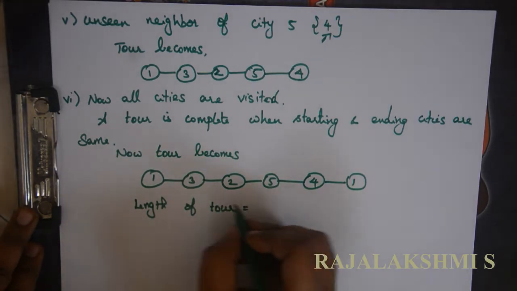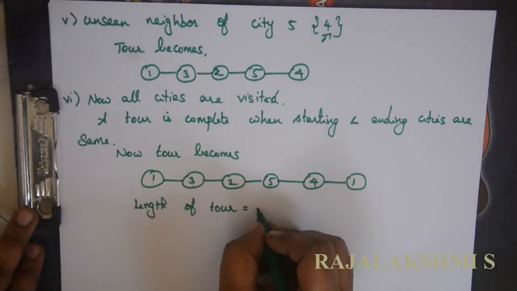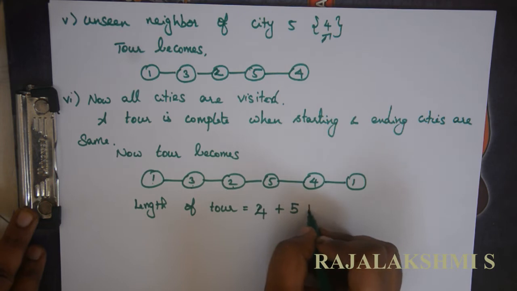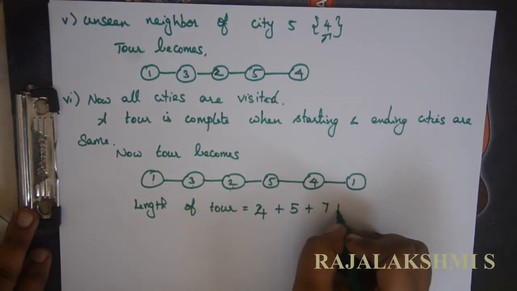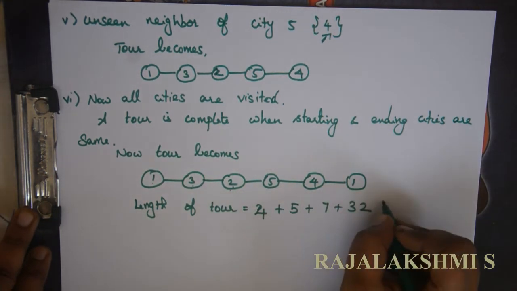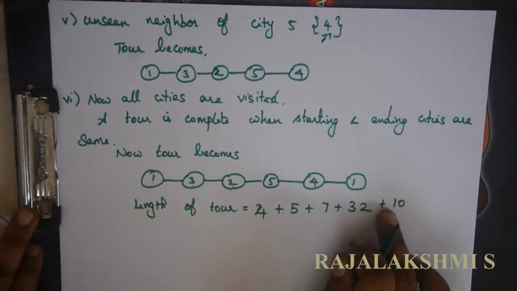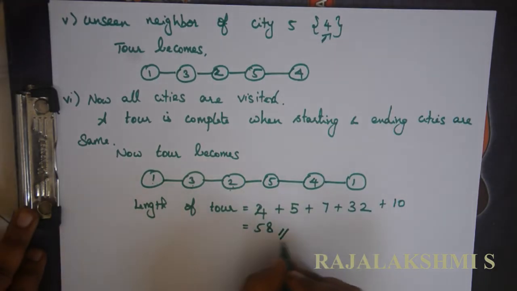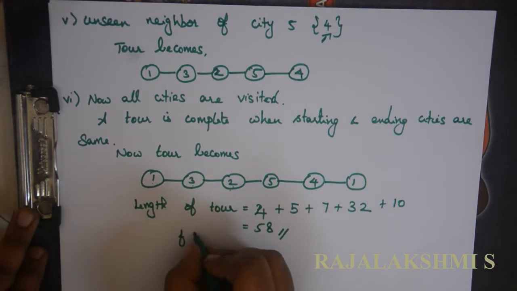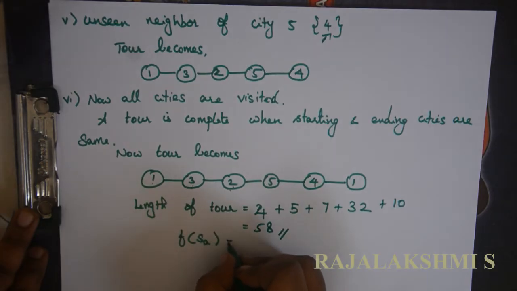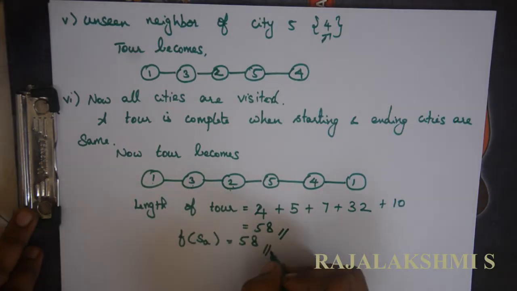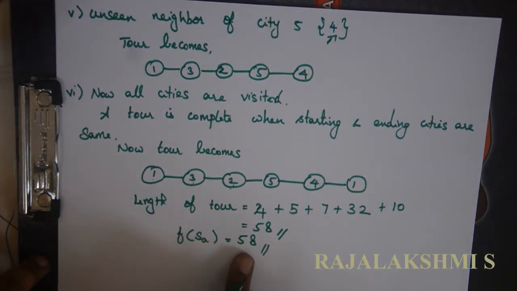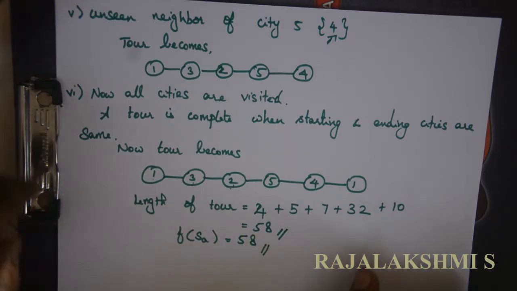The length of the tour is equal to the cost from 1 to 3, which is 4, plus the distance from 3 to 2, which is 5, plus 2 to 5, which is 7, plus 5 to 4, which is 32, plus 4 to 1, which is 10. These values we are taking from the matrix they had given, which is equivalent to 58. Now this is the approximation algorithm, right? So we will write the solution as f of SA is equal to 58. This is the solution we obtained using the nearest neighbor algorithm.